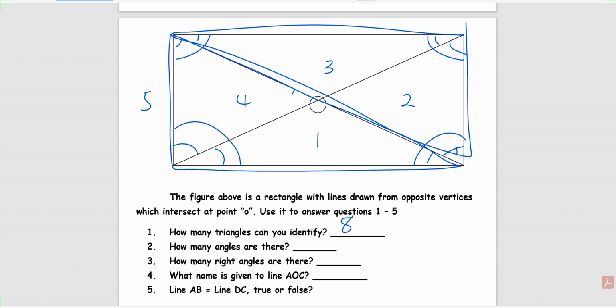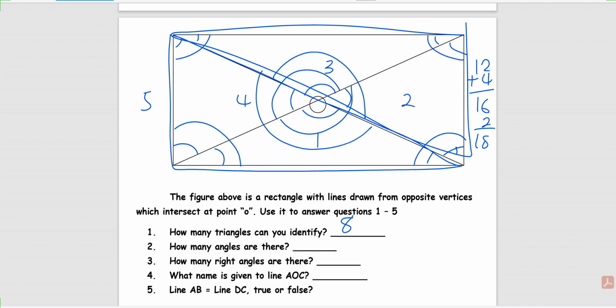Now in the middle, this is 1, 2, 3, 4. That's 12 plus 4, making 16. And that's not all. If you look at it, this is another one, and this is another one, giving us 2. That's 18. Now, in another way, this is another one, and this is another one, that's plus 2, that's 20.